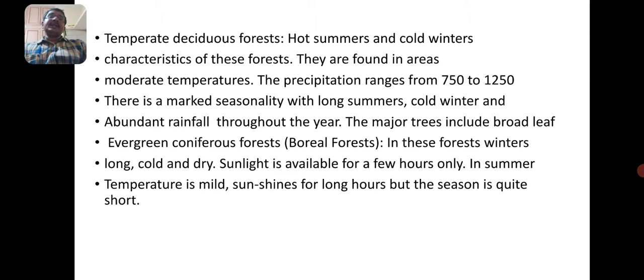The temperate deciduous forest has hot summers and cold winters. These forests are found in areas of moderate temperature. The precipitation range is 750 to 1250 millimeters. There is a marked seasonality, with long summers, cold winters, and abundant rainfall throughout the year. The major trees include broadleaves. Then there are the evergreen coniferous forest and the boreal forest. In this forest, winters are long, cold and dry. The sunlight is available for few hours only. In summer the temperature is mild and the sun shines for long hours, but the season is quite short.